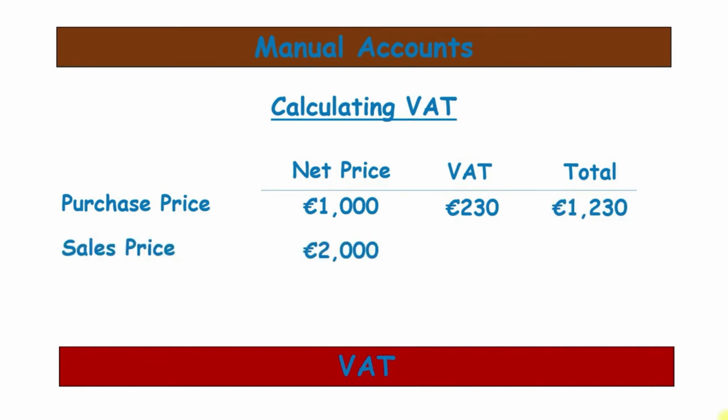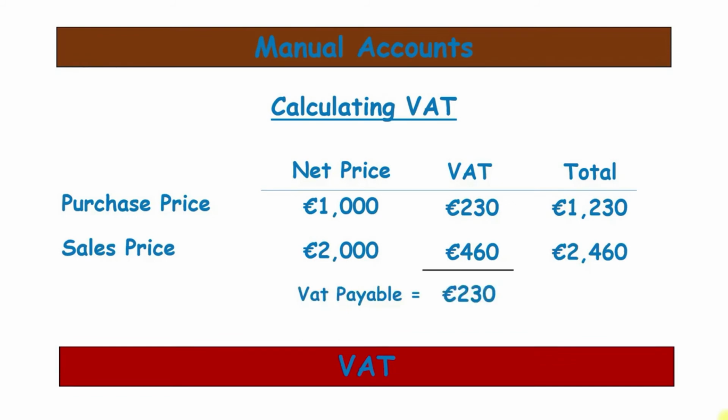If we sell the same product for 2,000, then the VAT at 23% comes to 460. And the total comes to 2,460. If we subtract the VAT on the purchase from the VAT on the sale, we get 230. This amount would then be paid to the revenue commissioners. If the purchases were higher than the sales, then the VAT on purchases would also be higher than the VAT on sales, and this would mean that we get a refund.